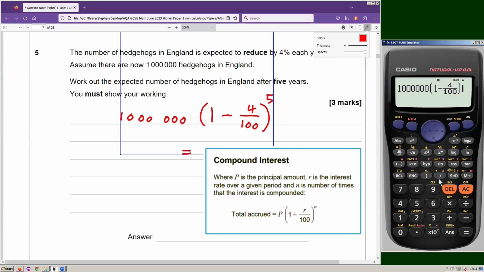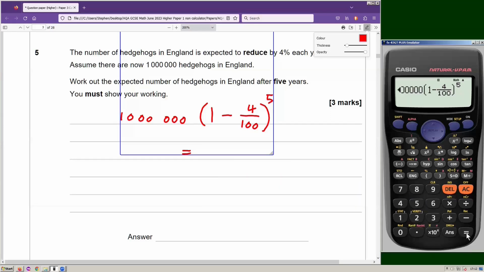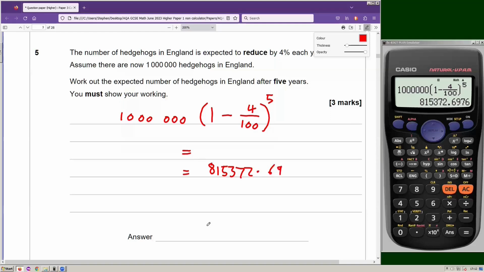So we put it in like this. Close the bracket there, and then raise that bit, this one here, to the power, and put 5 in. We'll round it to the nearest hedgehog.